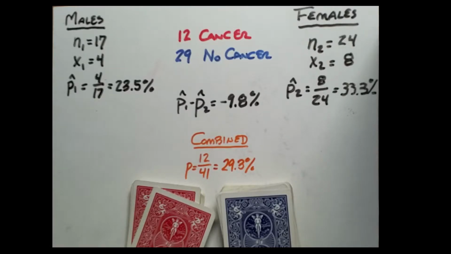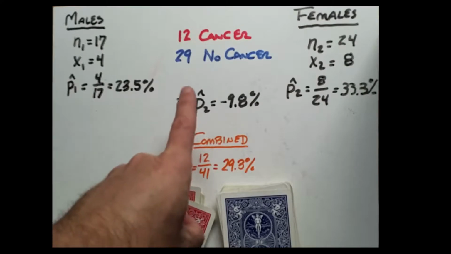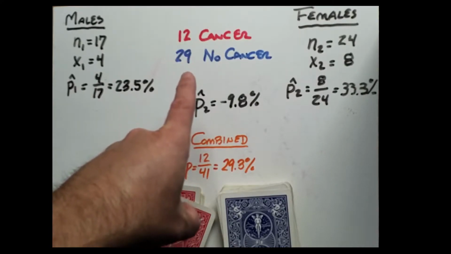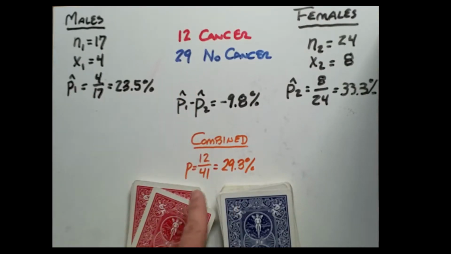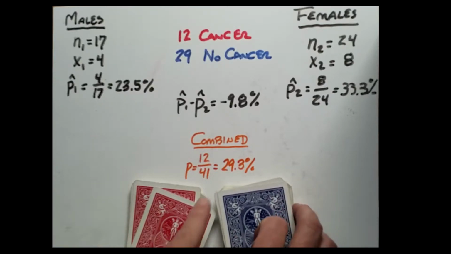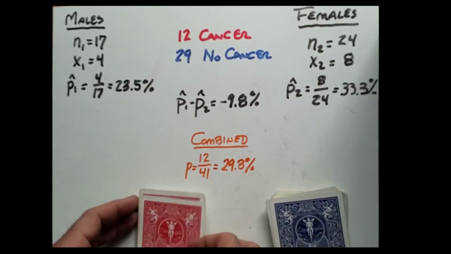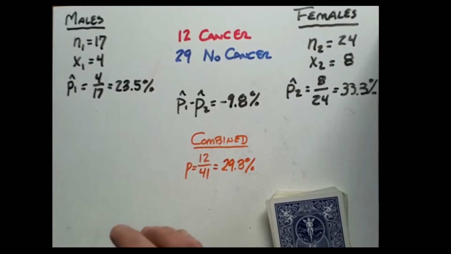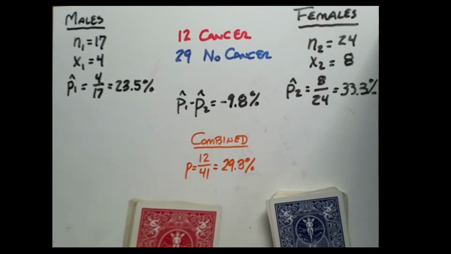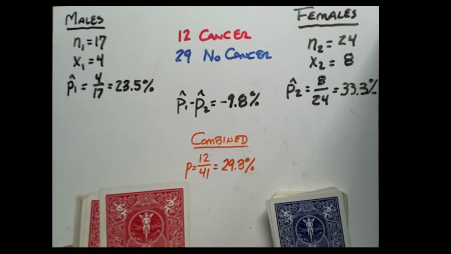So for the simulation, what we're going to do is assume that the rate of cancer is the same. Notice that we had 12 cancer and 29 no cancer. So combined together, 12 out of 41, 29.3%. So what we're going to do is try and simulate that percentage rate of cancer and then just assign it randomly to males and females. So we've got 12 cancer.